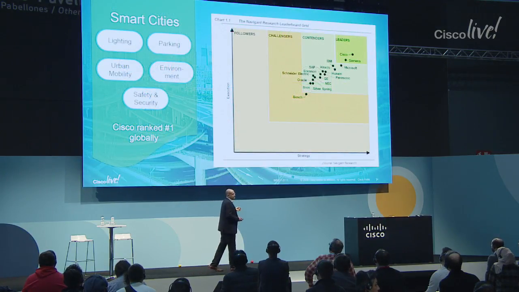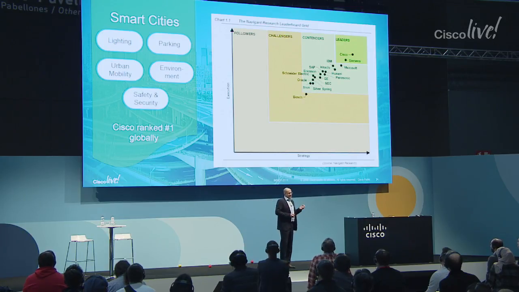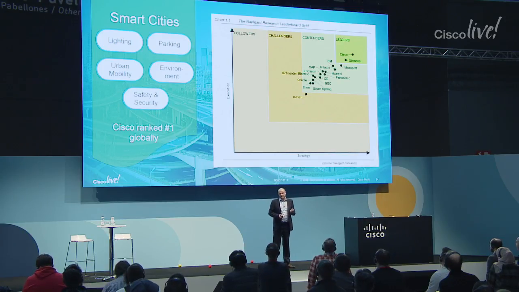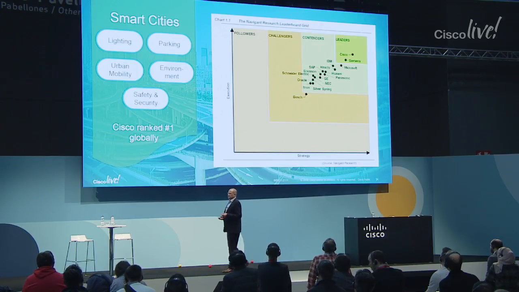So one of our solutions which uses Jasper are smart cities, which uses Kinetic and Jasper. So this is smart cities. We were just ranked as #1. Actually, right here in Barcelona a couple of weeks ago, we were ranked as #1 by an independent research firm, Navigant Research, for our smart city solution.